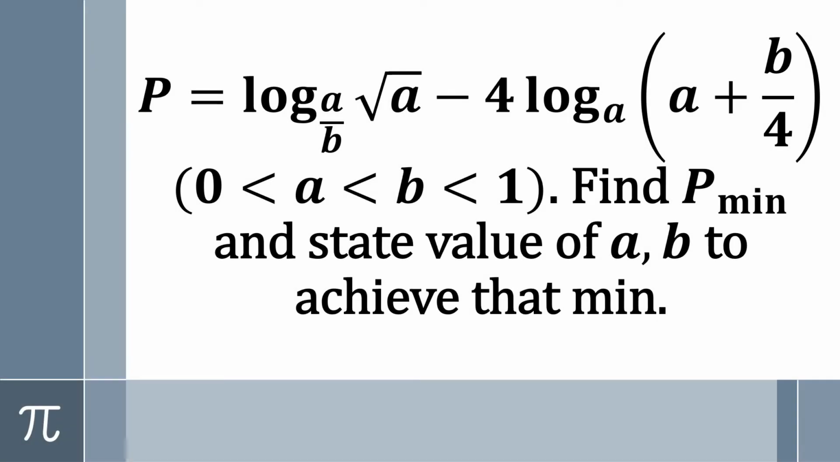Hello everyone. In today's video, I'm going to show you how to find the minimum value of a complicated logarithm expression. Here comes the question. P equals the logarithm of square root of a to base a over b minus 4 times the logarithm of a plus b over 4 to the base a, in which 0 is less than a less than b less than 1. Find the minimum value of p and state the values of a and b to achieve that minimum value.